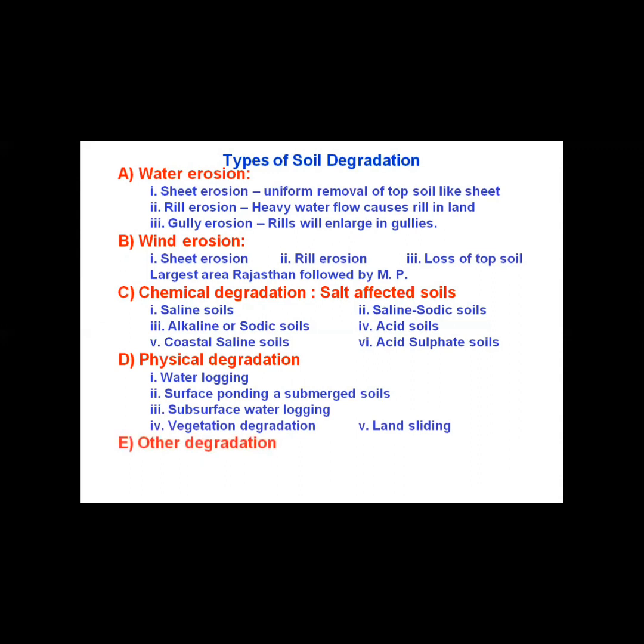Other degradations are mining and industrial waste, barren rocky or stony wasteland, and snow cover areas. So the types of soil degradation are water erosion, wind erosion, chemical degradation, physical degradation, and other degradations. These are the different types of soil degradation.